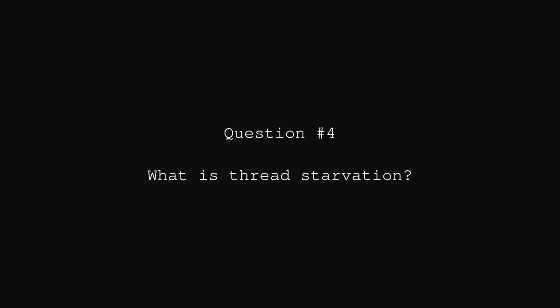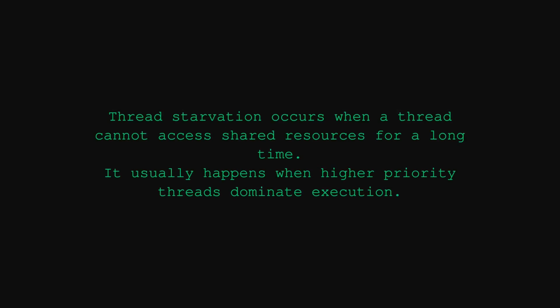Here we have a multi-threading related Java interview question. What is thread starvation? Thread starvation occurs when a thread cannot access a shared resource for a long time. It usually happens when higher priority threads dominate execution.